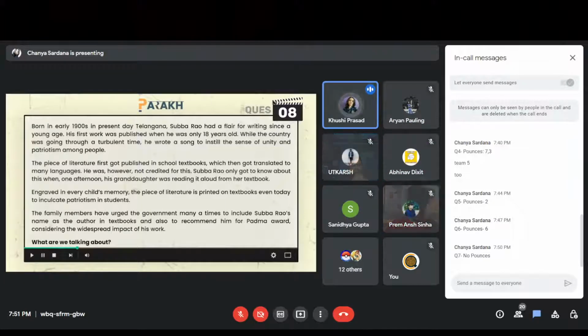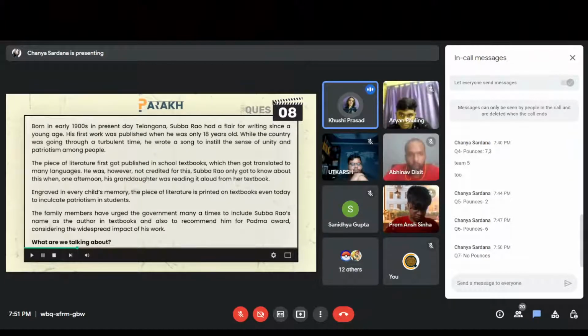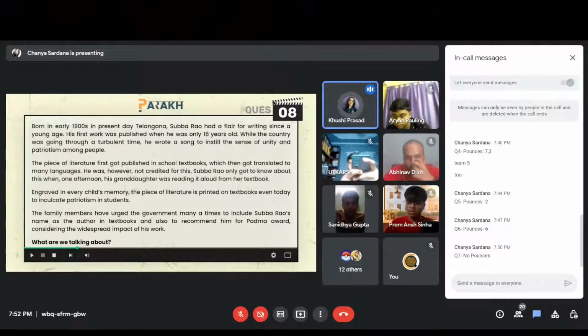Engraved in every child's memory, this piece of literature is printed on textbooks even today to inculcate patriotism in students. The family members have urged the government many a times to include Subbarao's name as the author in textbooks and also to recommend him for Padma Award considering the widespread impact of his work. What are we talking about? So this is direct for team 5 and the pounds windows are open.